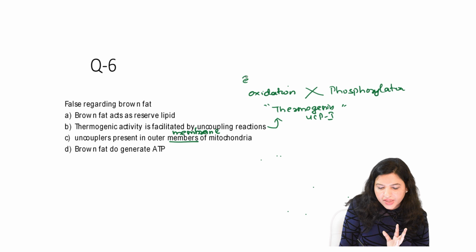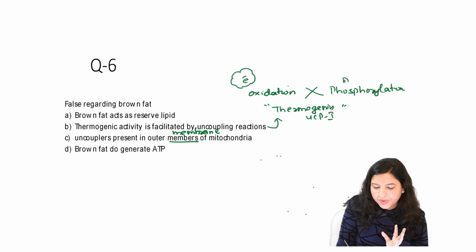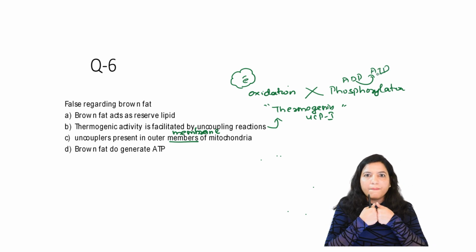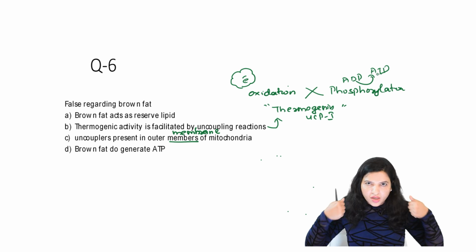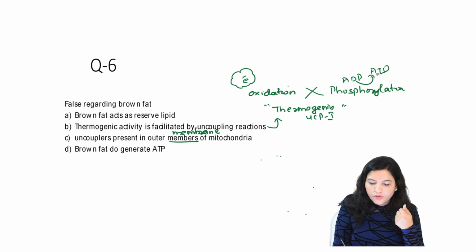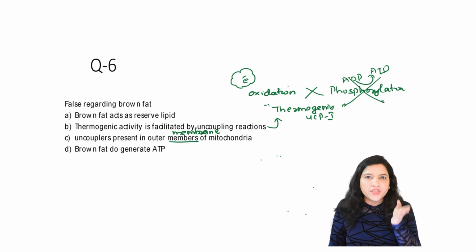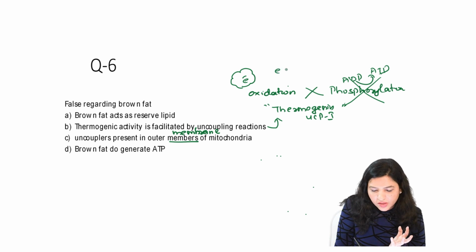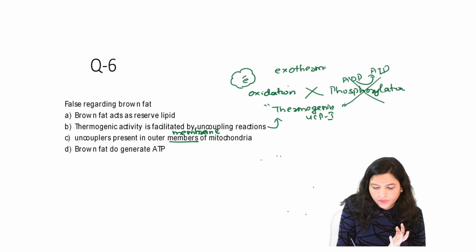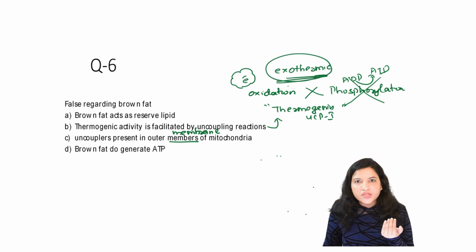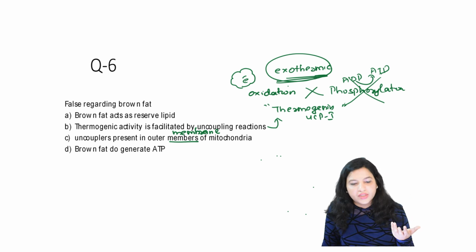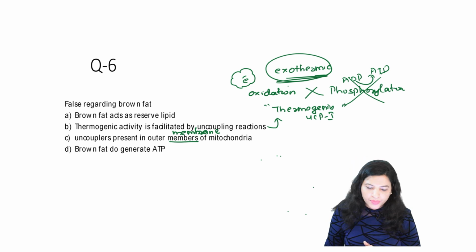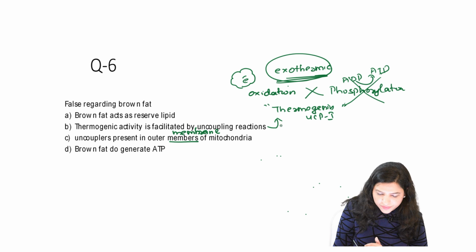Oxidation means this electron jumping. Phosphorylation means the conversion of ADP to ATP. Usually these two are coupled together, but in the presence of this uncoupling protein, they are uncoupled. So phosphorylation is not taking place, but electron jumping is taking place. This electron jumping has one more peculiarity, that it is an exothermic reaction. So if oxidation is happening, heat is being generated. So thermogenic activity is facilitated by uncoupling reaction. That is a true option.